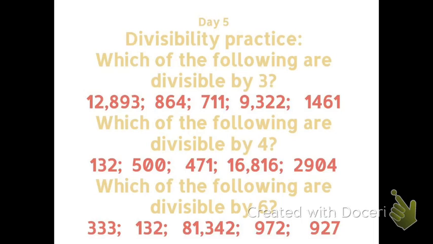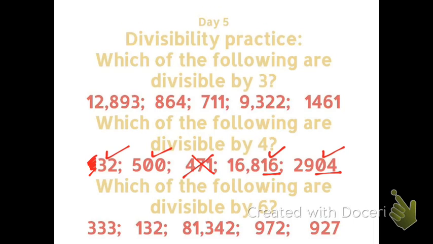So on every one of these, to decide if 4 can go into it, all we have to do is ignore everything except for the last two digits. So if we look at the first one, 132, ignore the 1 for a second. 32, does 4 divide into that? So 132 is divisible by 4. How about 500? Yes, because it ends in two zeros. How about 471? No. How about 16,816? Yes, because it ends in 16. And then 2,904? Yes. Okay. Do you see how helpful this is? This is much faster than having to divide all of this out.